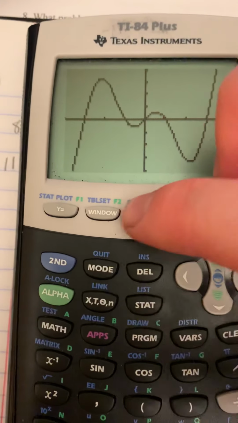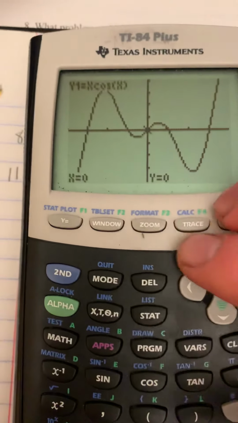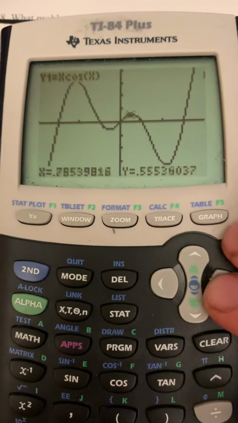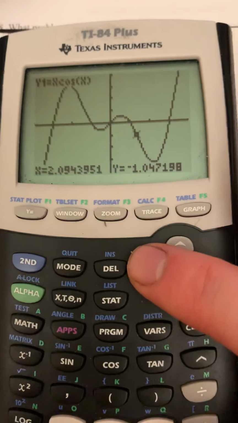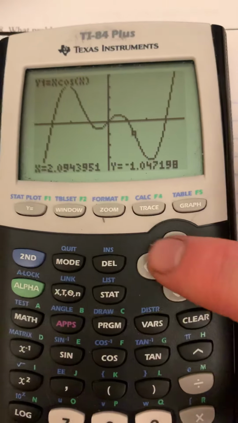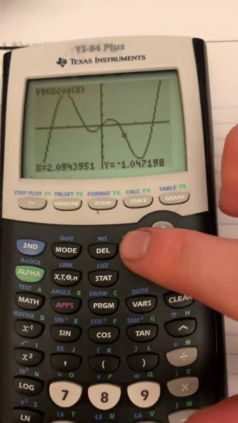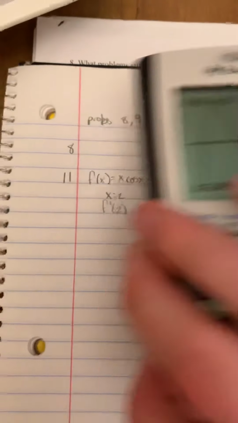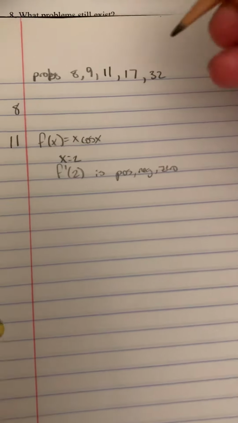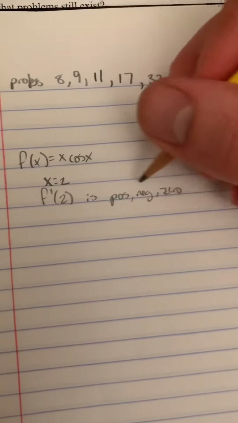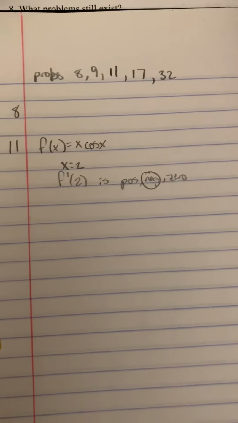If I want to trace this thing and look specifically around the value x equals 2, I want to be right around there. And in that spot, my slope is very clearly negative. So the answer to this would be negative. I'm sorry for the confusion on that, but we all make mistakes, and that was mine. So we would say that my slope is negative and be done with the problem.